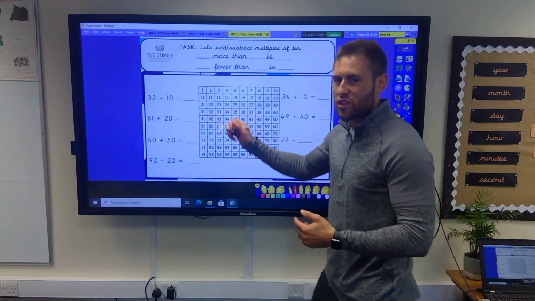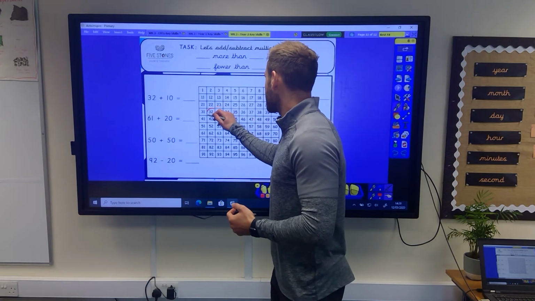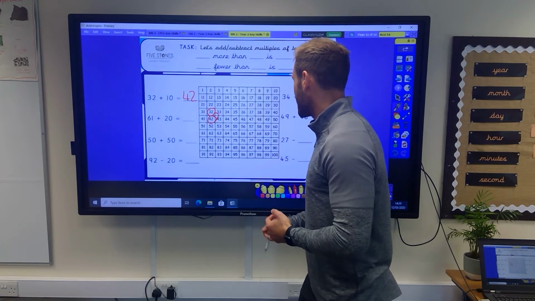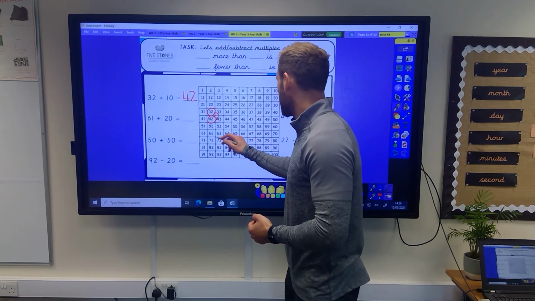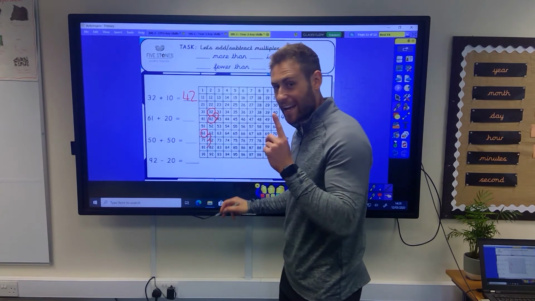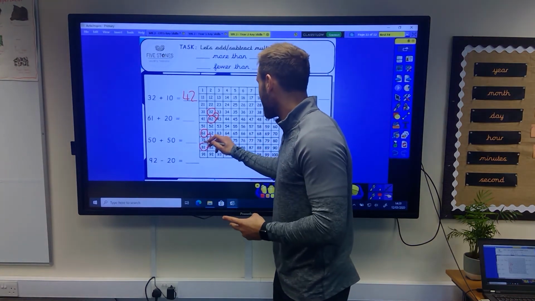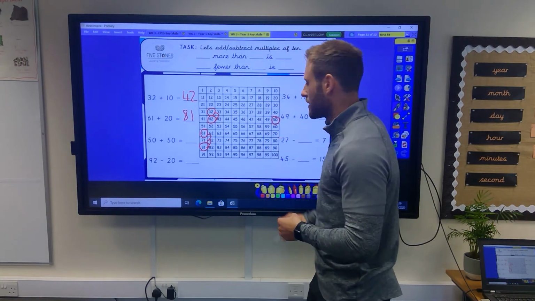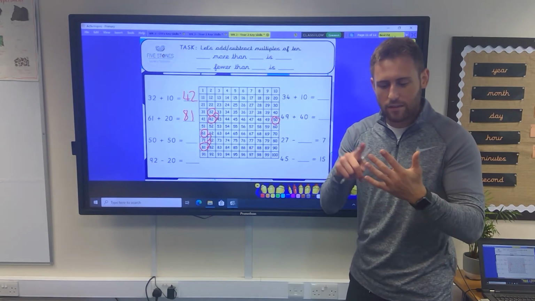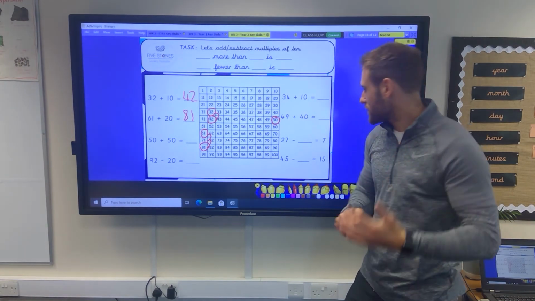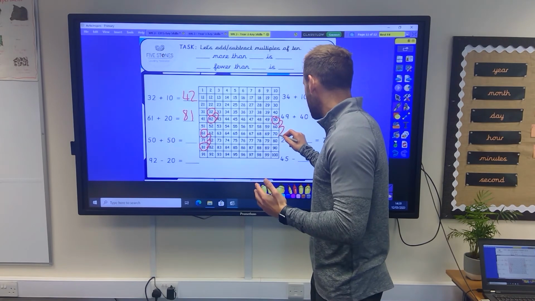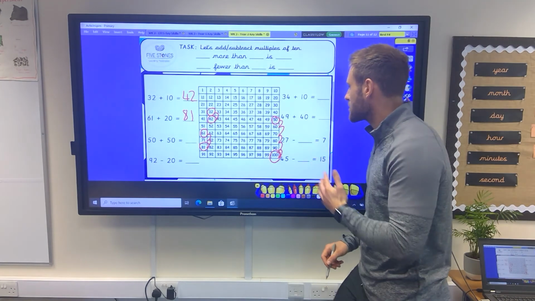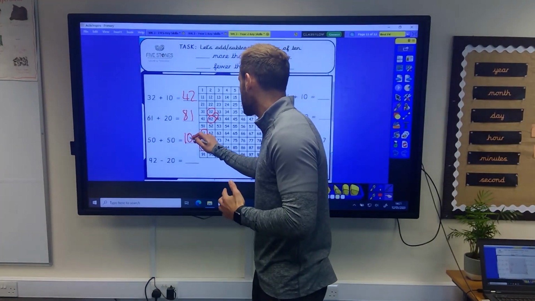Fantastic, let's have a little look. So 32 add 10. Let's find 32, add the 10, gives us 42. Well done. 61 add 20. 61. 2 10s in 20 gives us 81. Fantastic. 50 and 50, where's 50? Count how many 10s are in 50. 10, 20, 30, 40, 50. Adding those 5 10s on gets me to 100.